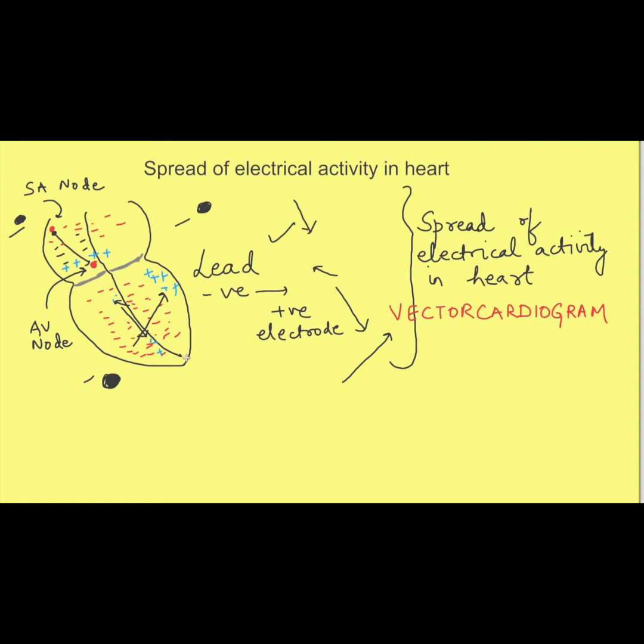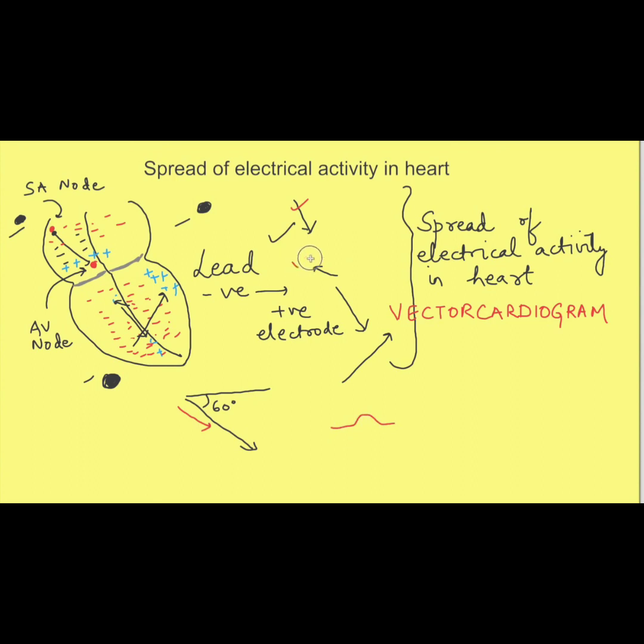Whenever the direction of the lead is the same as the direction of the spread of depolarization, it is recorded as a positive wave. So suppose we have a lead like this from right to left, approximately 60 degrees from horizontal. How will the spread of depolarization be recorded in this lead? See, initial atrial depolarization is along the direction of the lead. So it will be recorded as a positive wave.